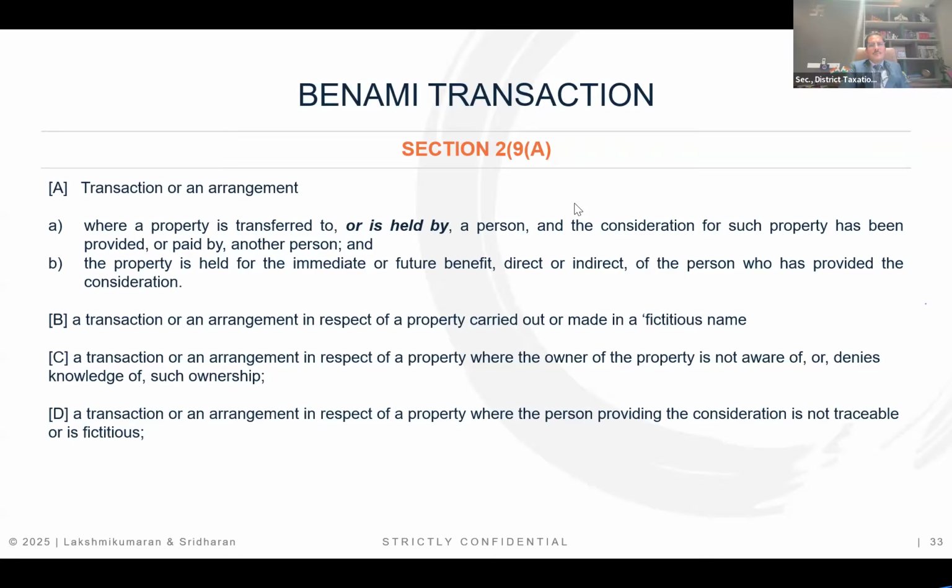But again, these are the things where we are seeing the overreach. After having made out a case under income tax, there is also a tendency to expand it and make it into a Benami case over here.